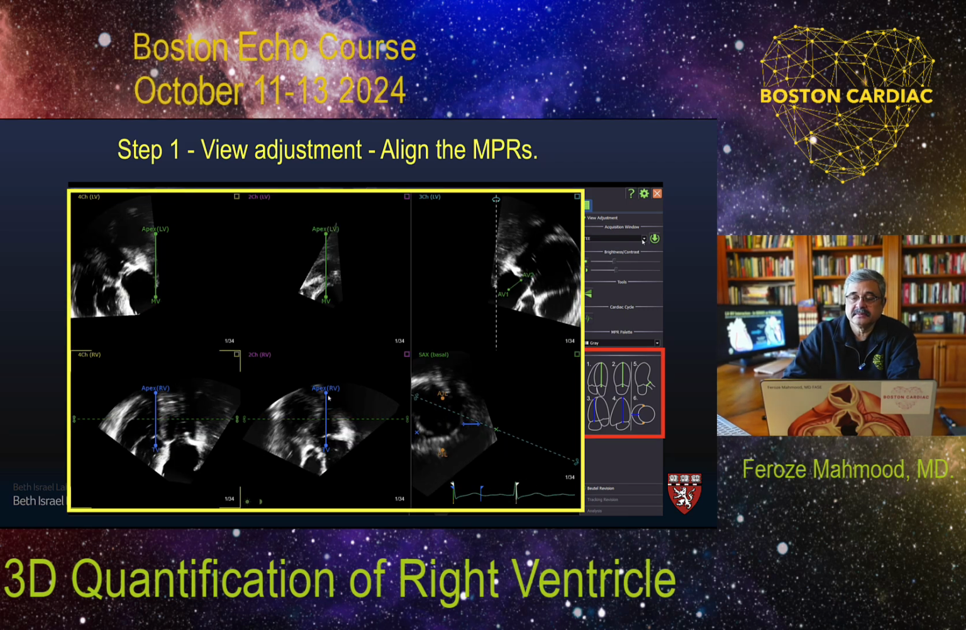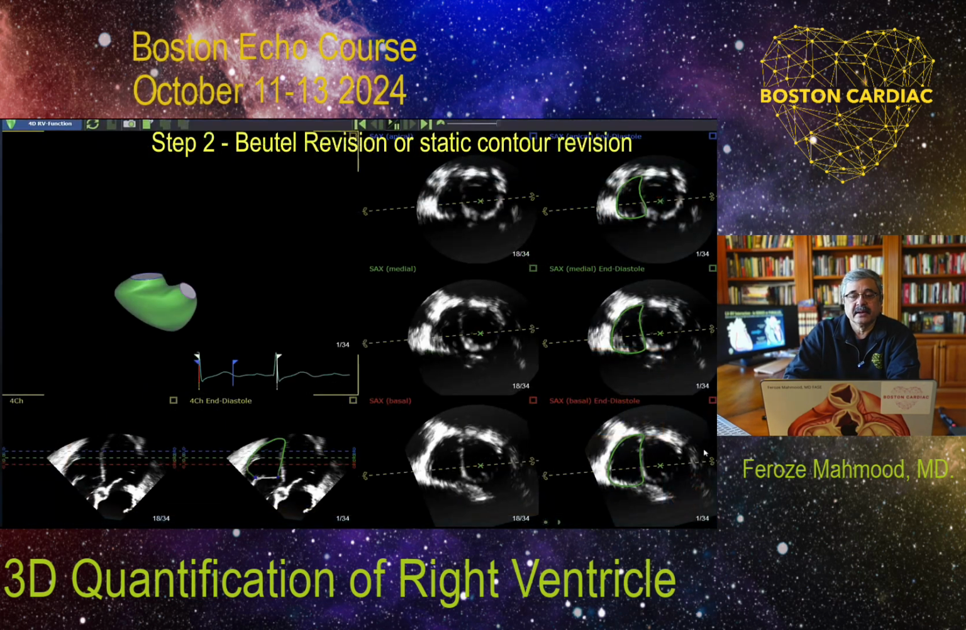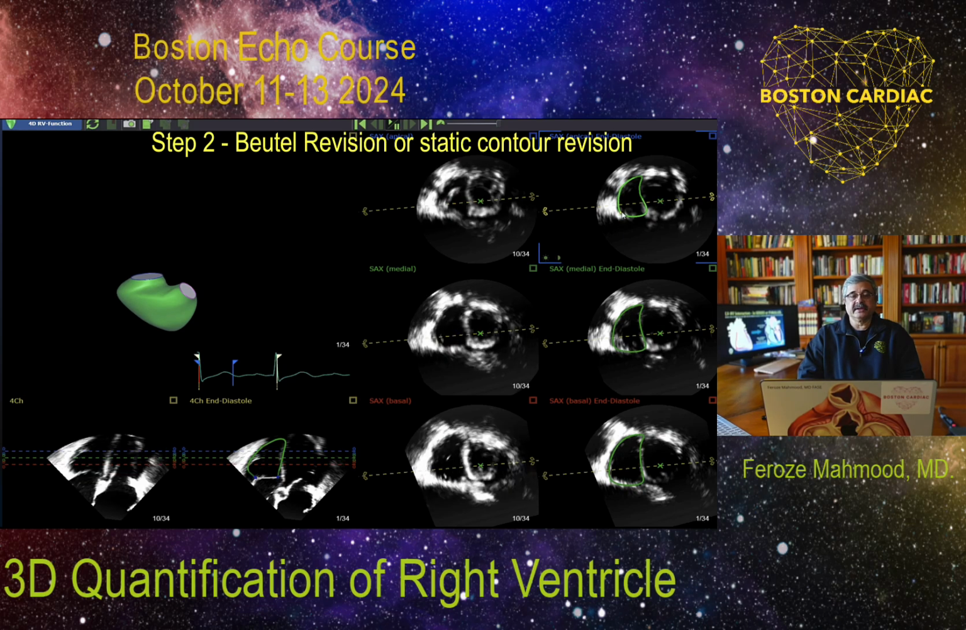After this is done, as you can see, now we have all these images aligned in the same fashion. After this is done, the right ventricle and the left ventricle are both segmented, which means all the unnecessary portions are removed.